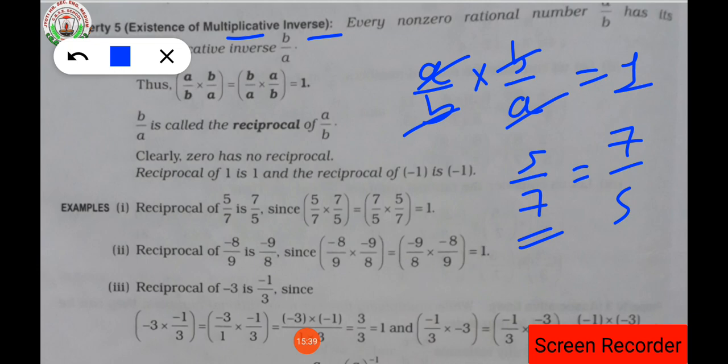According to the property, the number 5 by 7 will be multiplied with 7 by 5, as this one is the multiplicative inverse of 5 by 7. So when we cancel the numbers, we are getting 1.